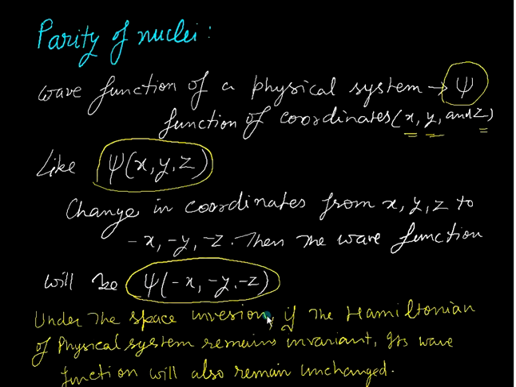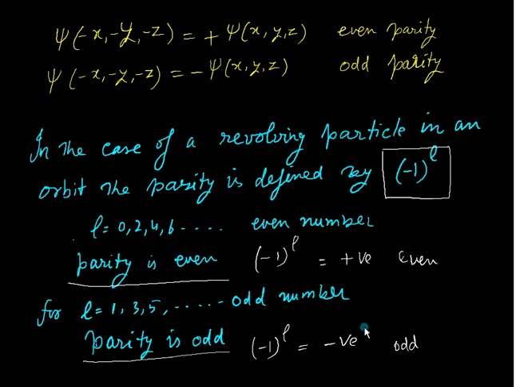Under space inversion, if the Hamiltonian of the physical system remains invariant, its wave function will also remain unchanged. The most important point in parity is that when you change the coordinates, psi of minus x, minus y, minus z is equal to plus psi of x, y, z. It means the parity is even. When by changing the coordinates from x, y, z to minus x, minus y, minus z we get a negative sign, then we say parity is odd.